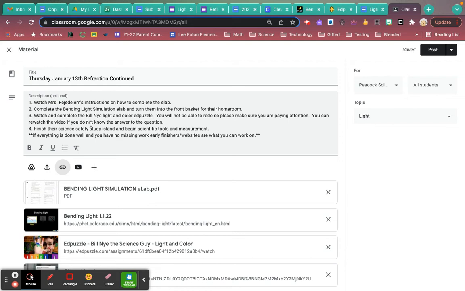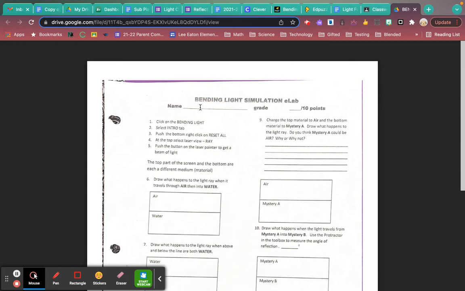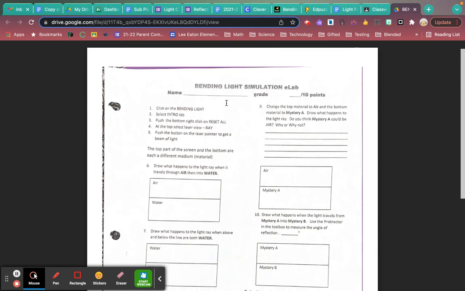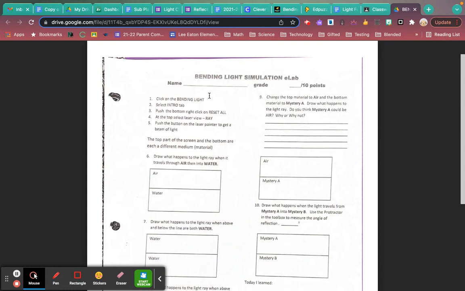The bending light simulation. Let's go ahead and look at that. You will have this paper in front of you, and this is what you will be filling in and following along as you complete it. The directions are right on the top. Please make sure you put your name on it, so that when I grade it, I can give you credit.